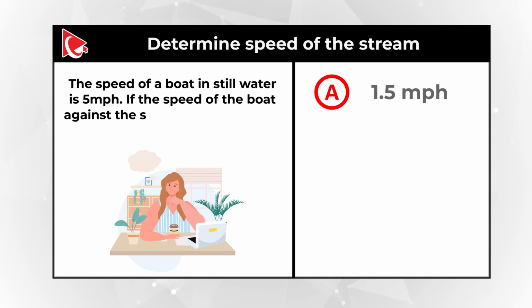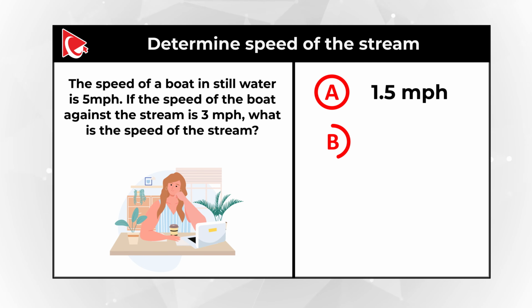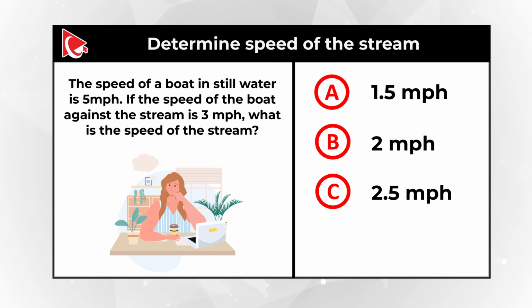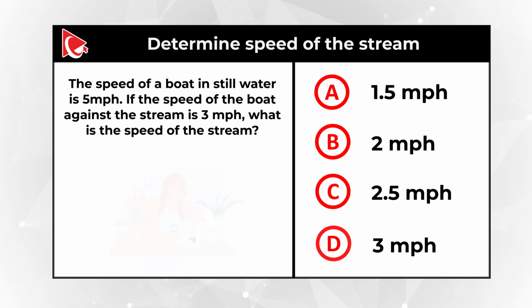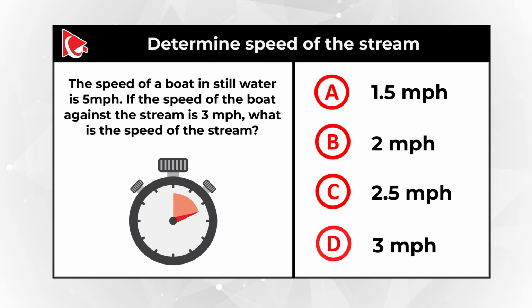Choice A, 1.5 miles per hour. Choice B, 2 miles per hour. Choice C, 2.5 miles per hour. And choice D, 3 miles per hour. Do you see the answer? Give yourself a little bit of time, maybe pause this video to see if you can come up with the solution.